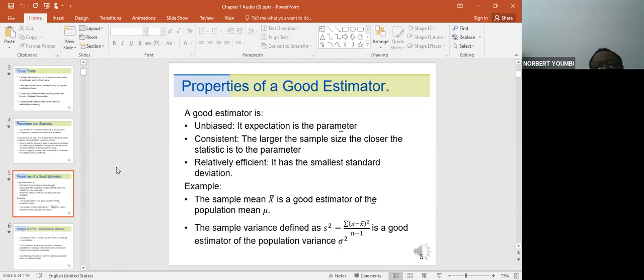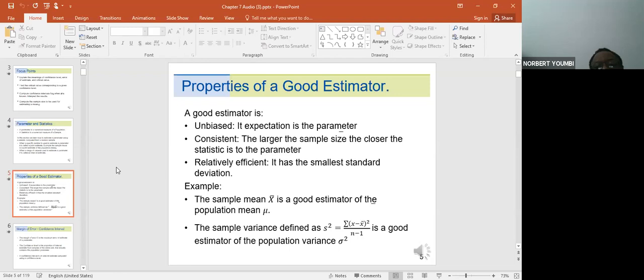An example of a good estimator is the sample mean. Its expectation is the population mean. The larger the sample size is, the closer the sample mean is to the population mean. And the sample mean has the smallest standard deviation. So the sample mean is a good estimator for the population mean mu.